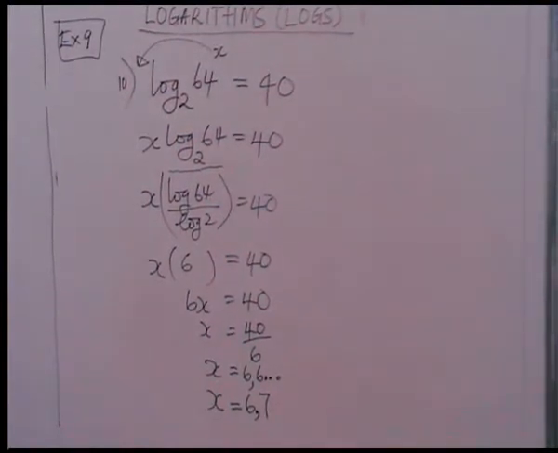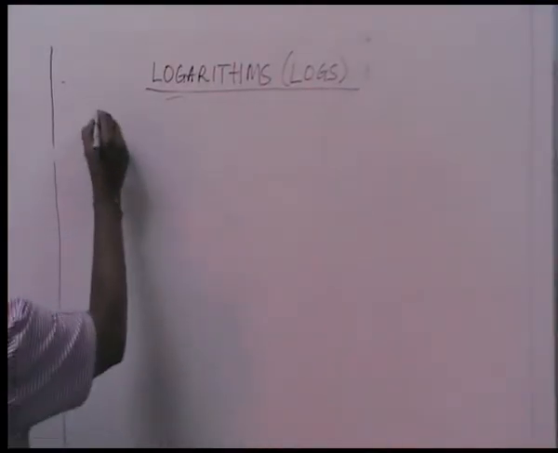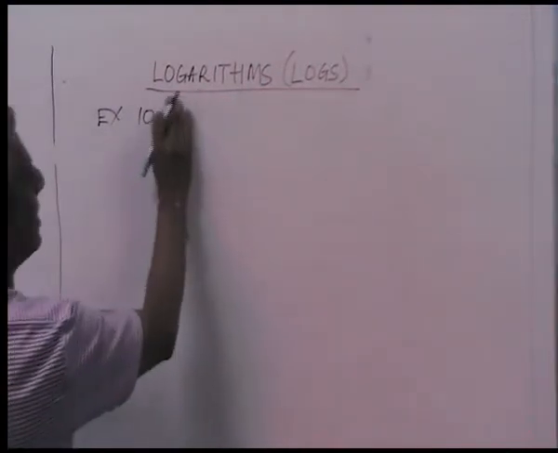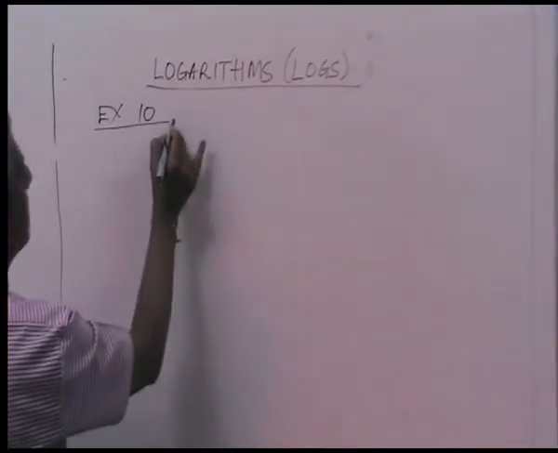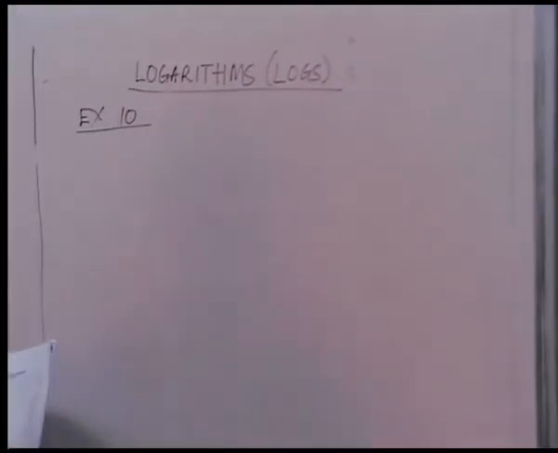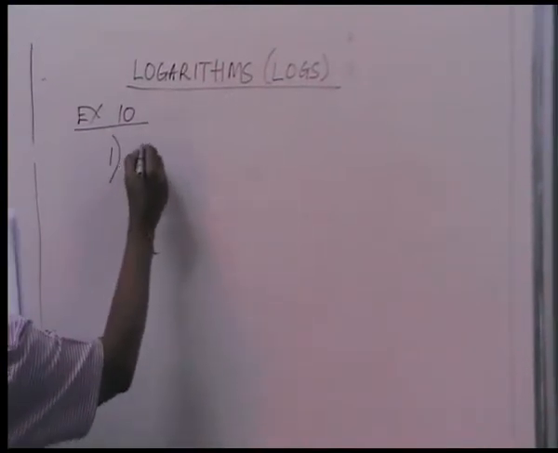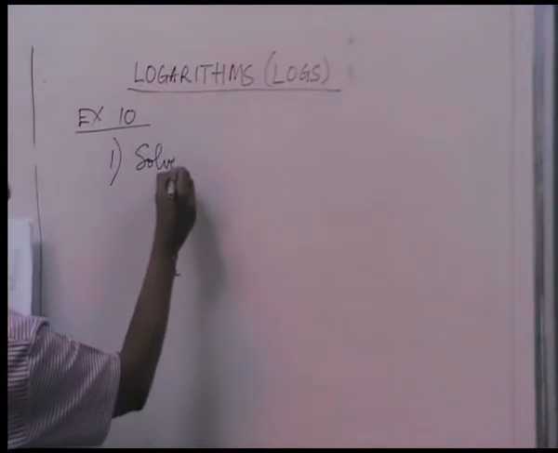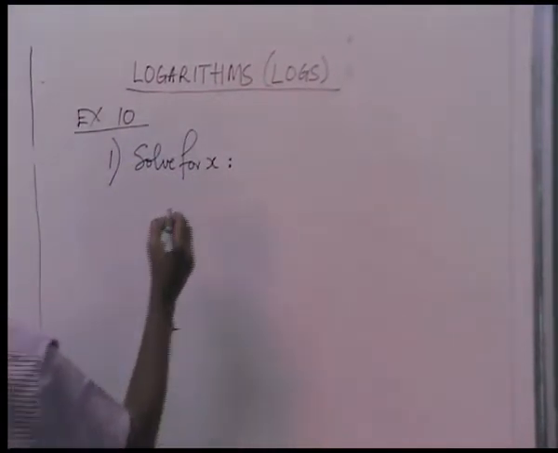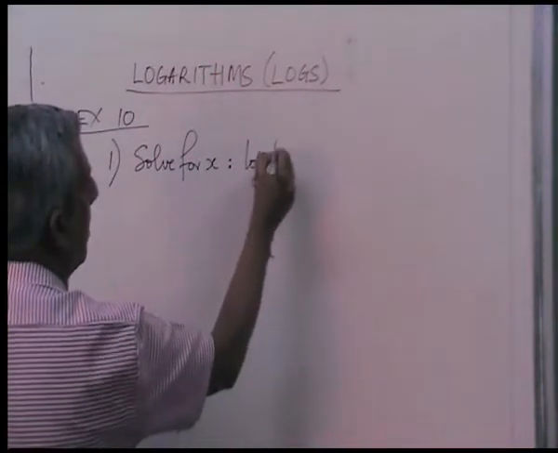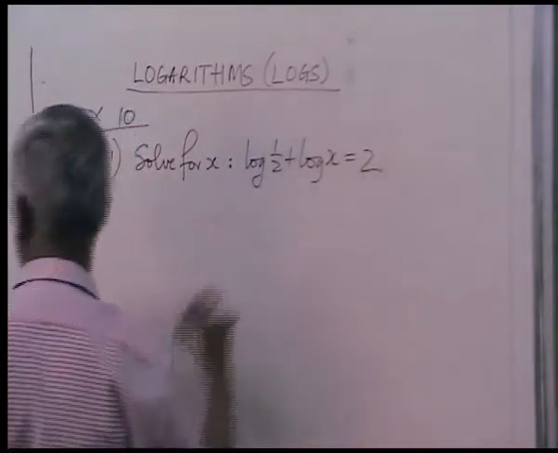And we hope you got all right. What we're going to do now is we're going to give you a mixed exercise. We're going to call it exercise 10. It's going to be a mixed exercise, and you may have to do whatever each question requires. So here is question 1. You're required to solve for x. And you are told that log of half plus log of x is equal to 2.